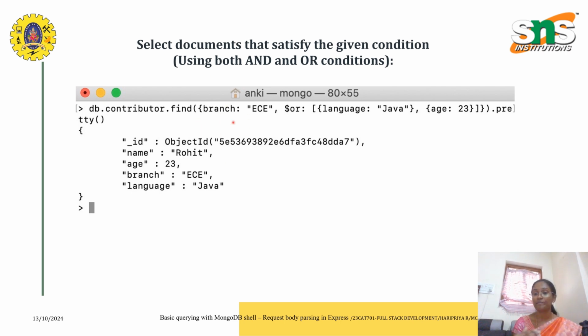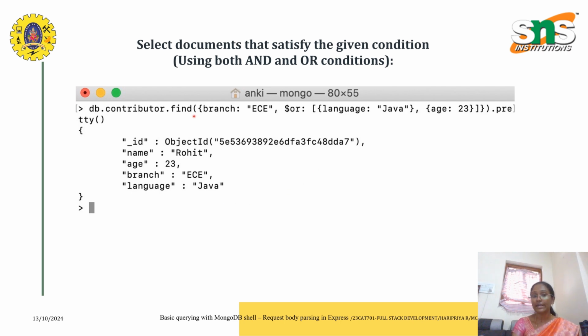Easy is my value. And next I'll use the dollar or, the OR method. I'll give language colon Java and age colon 23. I'll use the pretty method to display my data. Based on these conditions, whatever data matches my condition will be displayed on my screen.